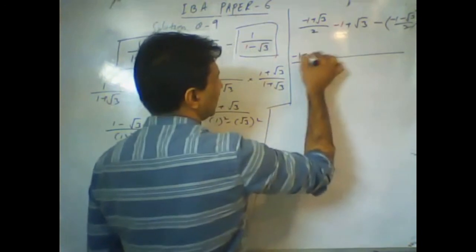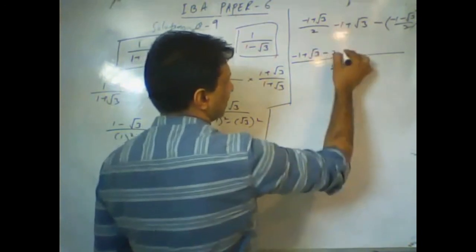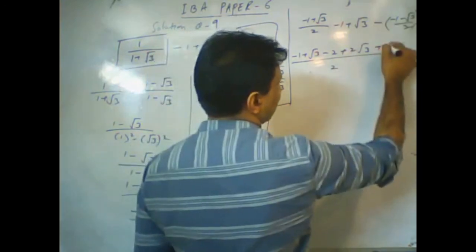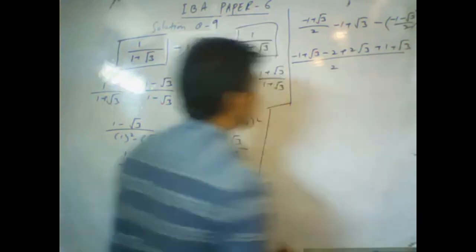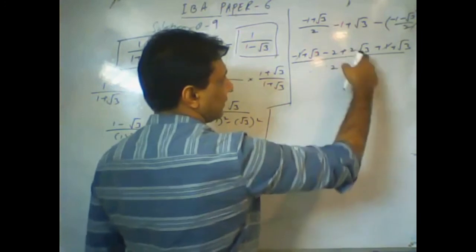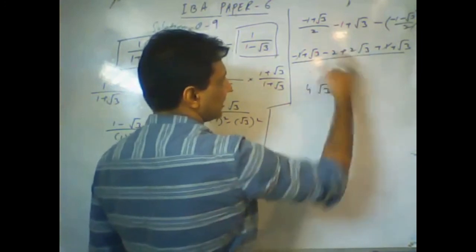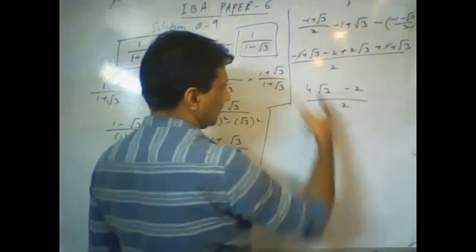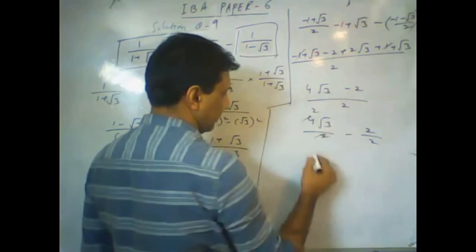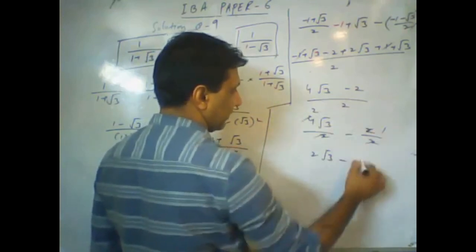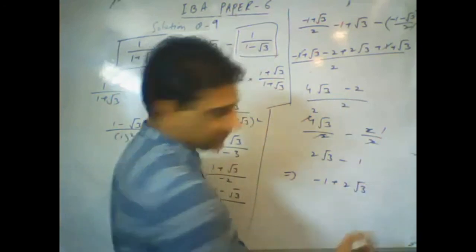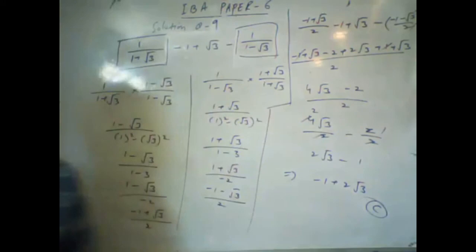2 minus 1 plus under 3 minus 2 plus 2 under 3. 2 is cancelled, minus minus plus 1 plus under root 3. Okay, this is negative 1, this is positive 1, cancelled, under root 3 and 2 under root 3, 4 under root 3 minus 2 upon 2. So 2 is with this and that 2 over 2. So 2 to the 4, 2 under root 3 minus 1 or minus 1 plus 2 under root 3. That's option C.